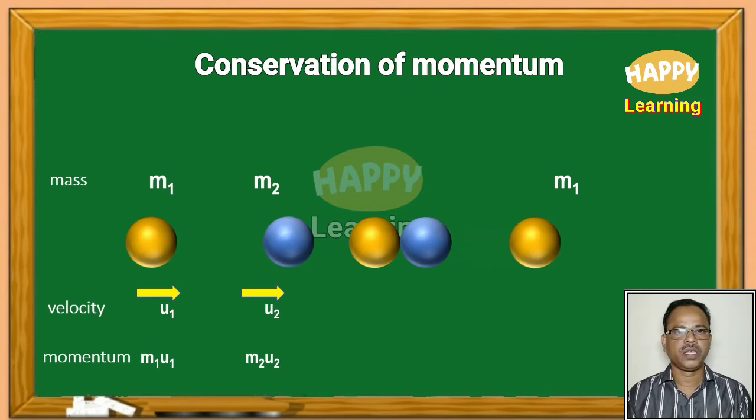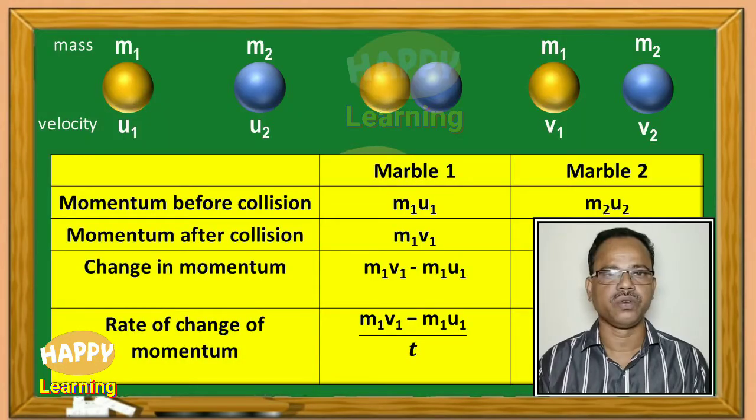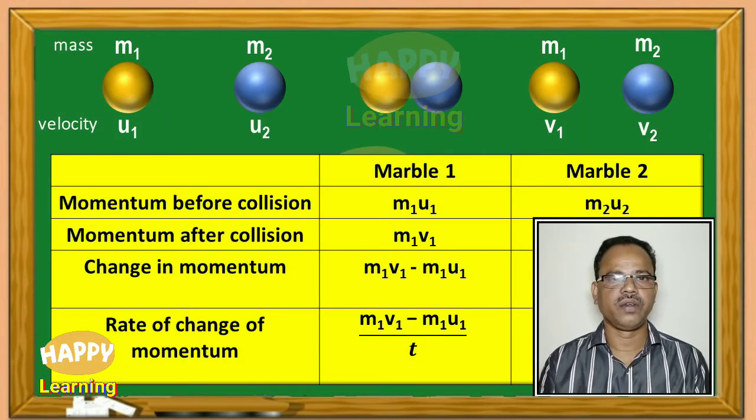After collision, the m1 is moving with a speed v1 in the left to right direction. So momentum is m1 v1. And the other body of mass m2 is moving from left to right with a velocity v2 and its momentum is m2 v2. So let us tabulate the values we have observed.